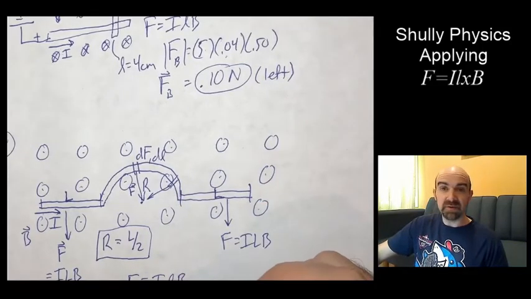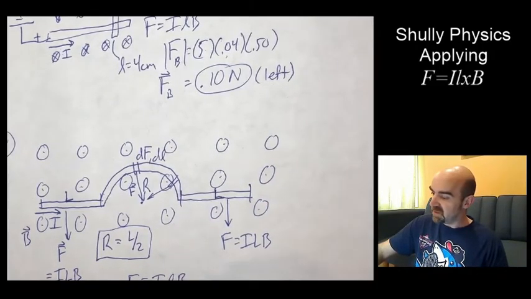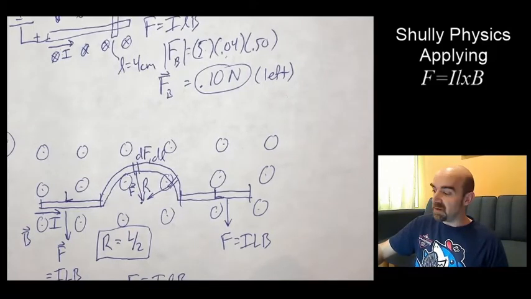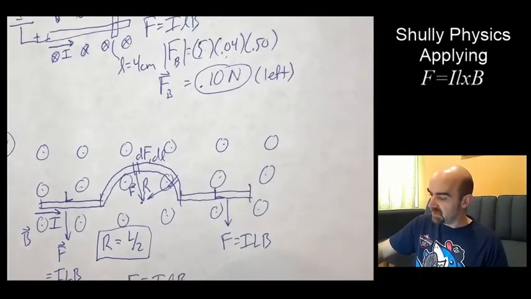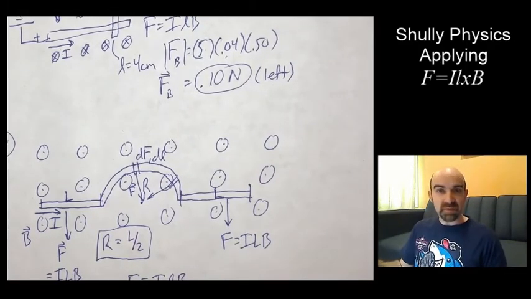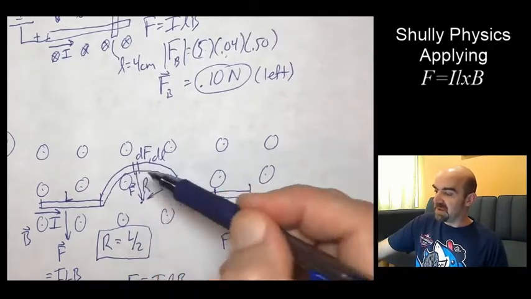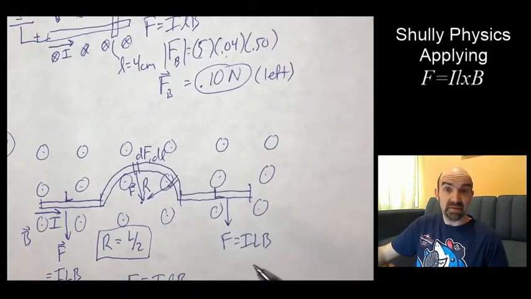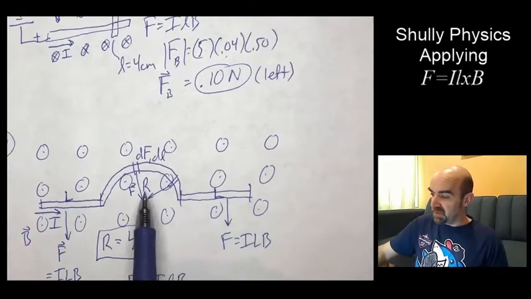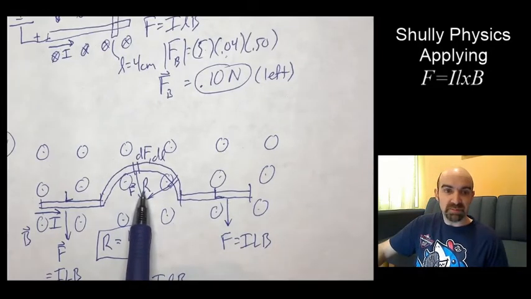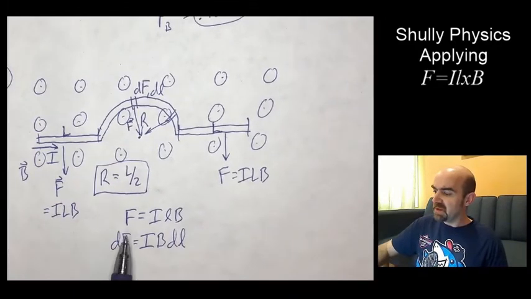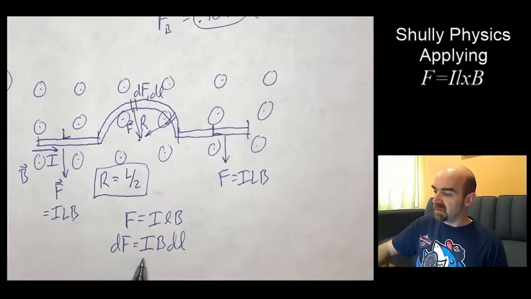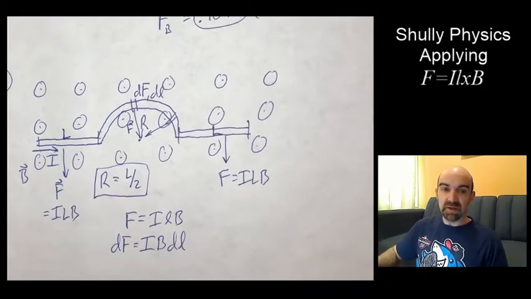The magnetic field is also going to be constant, but the length L that goes along with dF is actually length dL. So in a semicircle, how can we relate the tiny bit of length to the properties of that semicircle? Well, the semicircle has a radius capital R. My apologies. So we have dF equals IB dL.